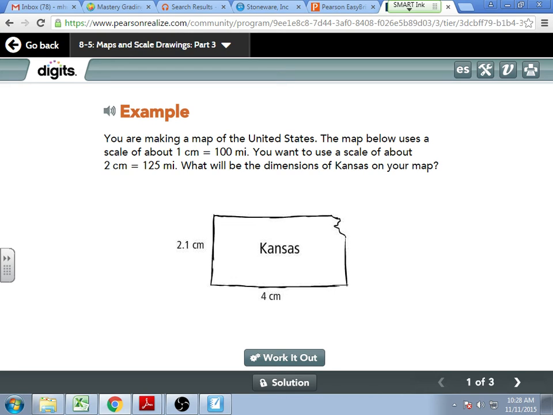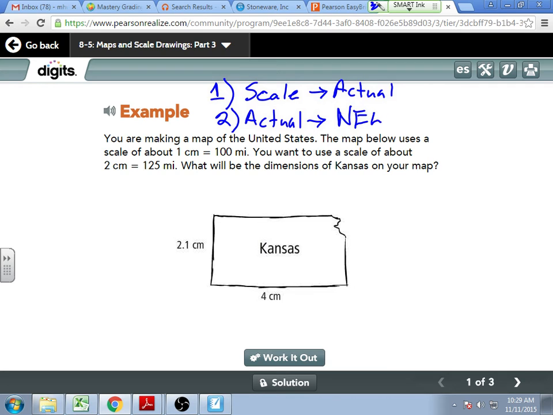So first, we have to take our scale and figure out the actual. Then we have to take the actual and convert it to the new scale size. So, step 1, find out what the actual is.